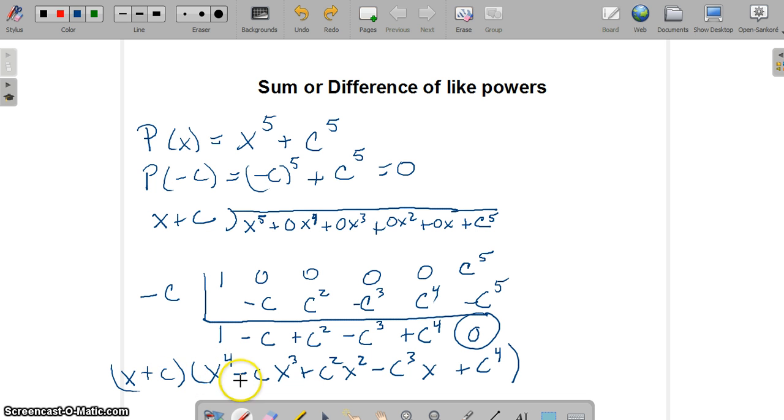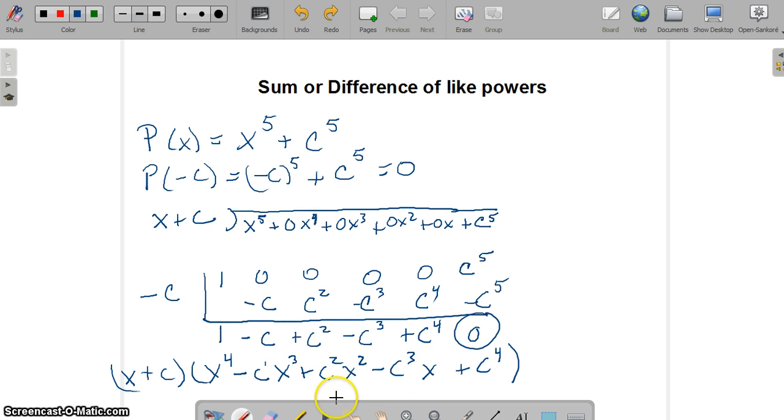We're going from positive to negative, okay? Then I want you to notice what's happening with the degrees of x. They're going down: 4, 3, 2, 1, 0. The degrees of the constant are going up: 0, since c to the 0 is 1, so you can put that there, then c to the 1st, c squared, c to the 3rd, and then c to the 4th.